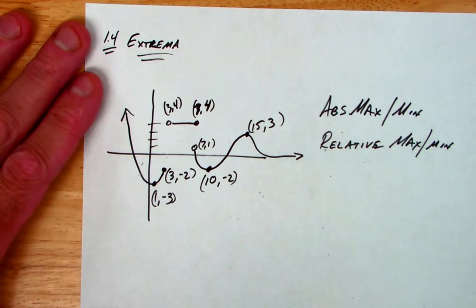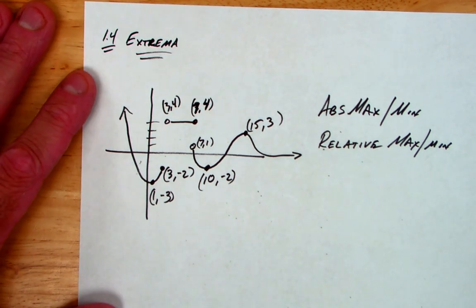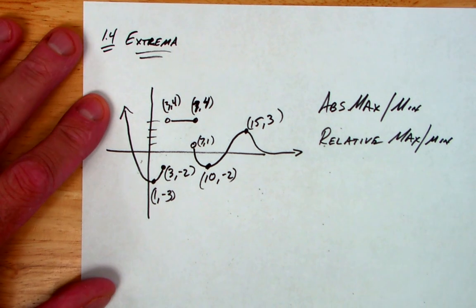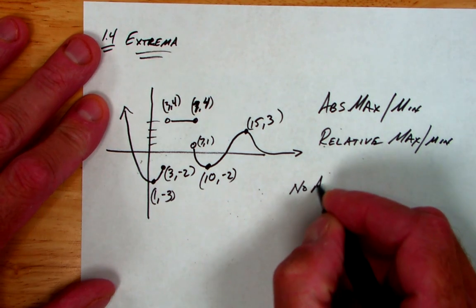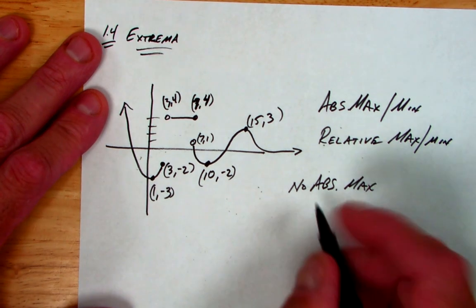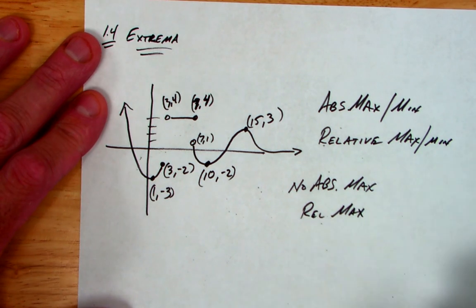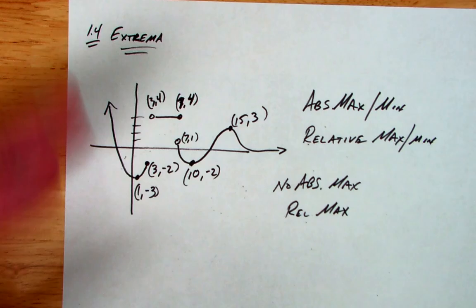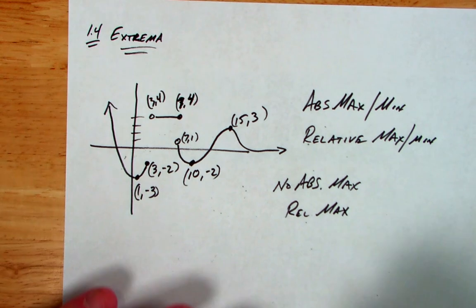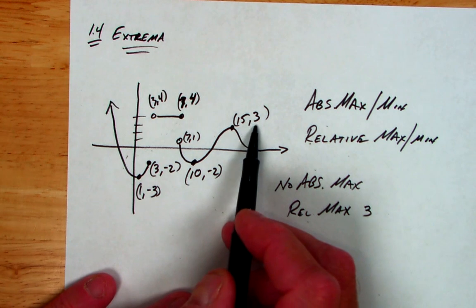Okay? So let's list all these things. Does it have an absolute maximum? Yeah. No. Wait. No, because the arrow keeps going forever. Exactly. It has no absolute maximum. The whole thing keeps going. No absolute max. Does it have a relative max? Yep. Now, this is what we got to figure out. How are we going to phrase this? Well, the maximum is the height it's at. What is the relative maximum? Relative maximum is 3.